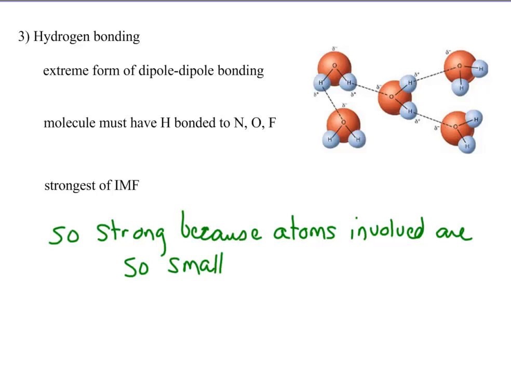The electron is going to be almost completely pulled off it and stuck onto the nitrogen, oxygen, or fluorine. So they're very, very polar bonds, which makes them very strong. We look at the molecule or the diagram here of water molecules. Water has the properties it does because it hydrogen bonds. And so the hydrogens in one water molecule are going to be attracted to the oxygens in neighboring molecules.